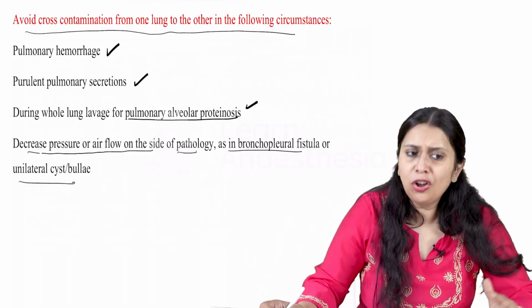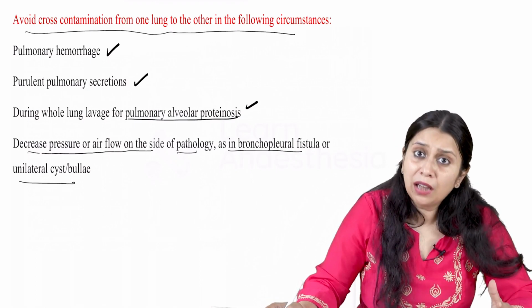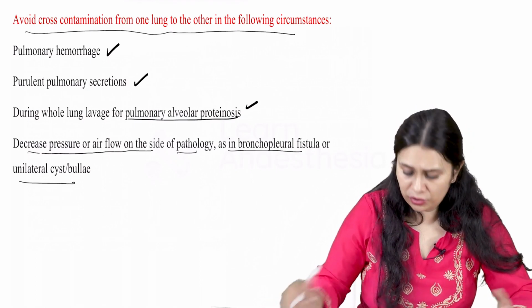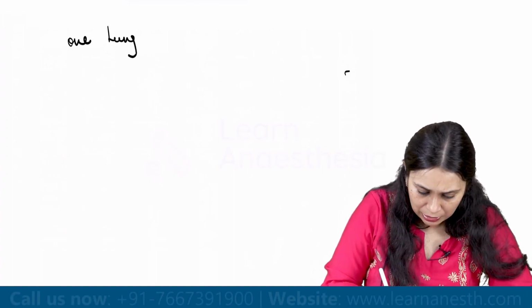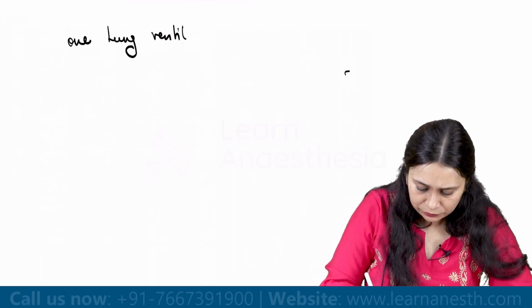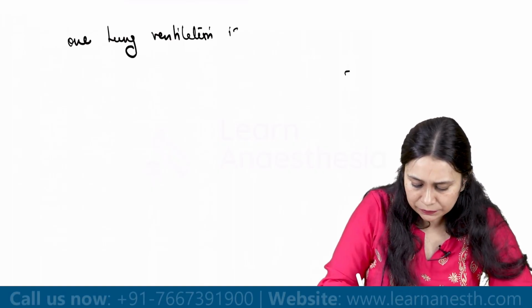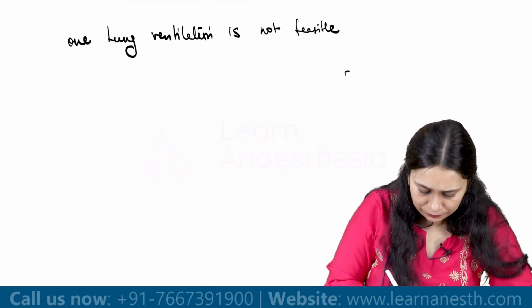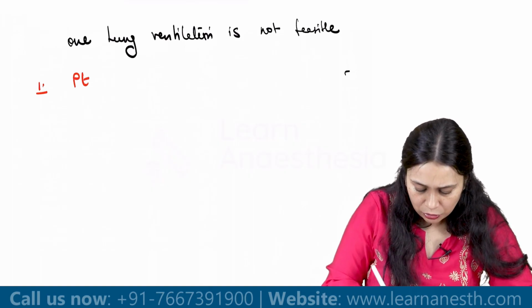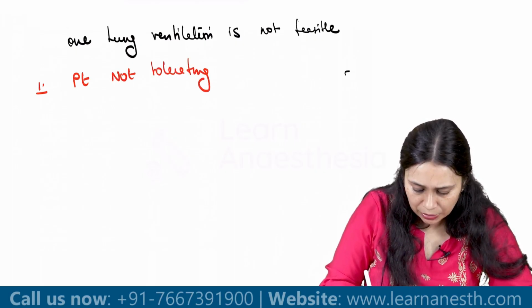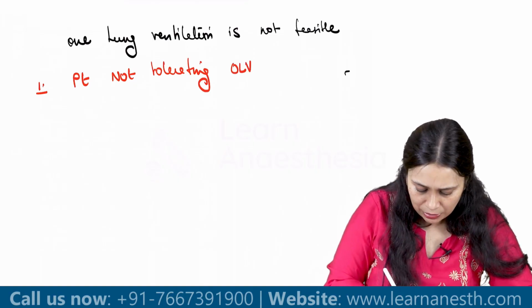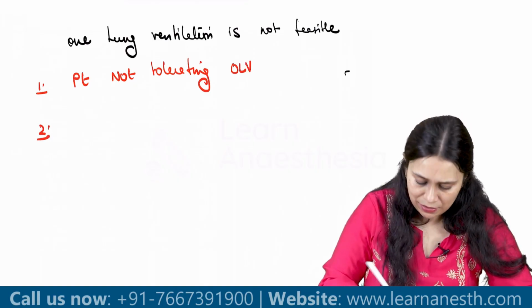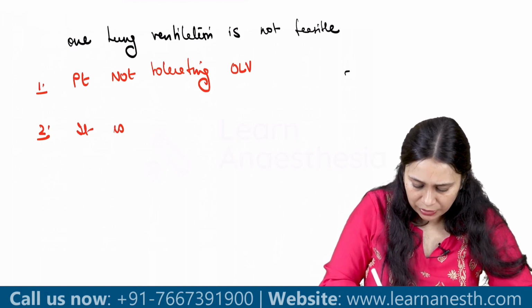Then if we cannot separate one lung from another, again one lung ventilation is not possible. So one lung ventilation is not feasible if, number one, the patient is not tolerating it, severe hypoxemia is happening. Second, it is not possible to separate both the lungs.